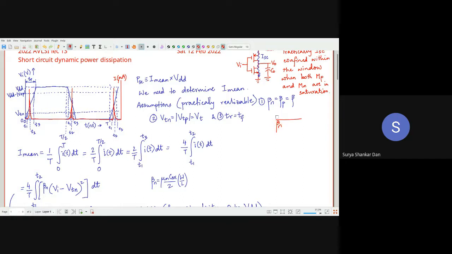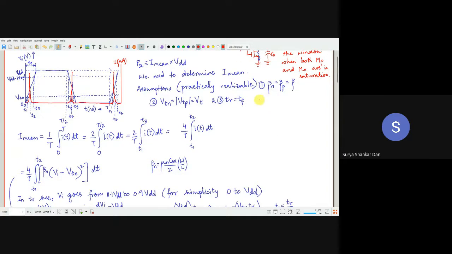Beta n, you know that. Okay, I keep forgetting the formulas. Okay, so TR equal to TF. Oh, as I said, I keep forgetting the formulas.